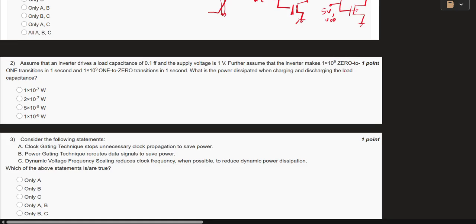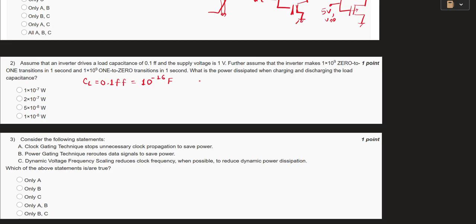Now this is a good question. Let's try to understand what is given here. Assume that the inverter drives a load capacitance of 0.1 femtofarad. So here we are given the load capacitance, CL, which is 0.1 femtofarad. What is the unit of femto? Femto means 10 raised to the power minus 15, and it is already 0.1 here, so it will be 10 raised to the power minus 16 farad. This is my load capacitance here.